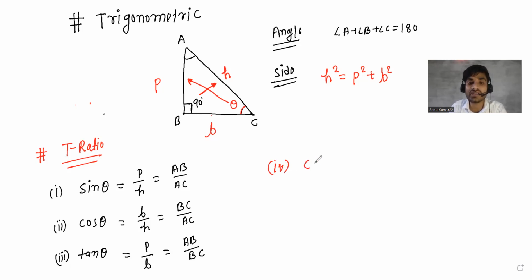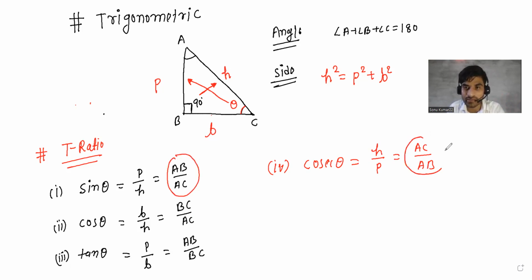Reciprocal of sine theta is cosec theta. Here P by H, we can write the reciprocal as H by P. Here hypotenuse is AC and perpendicular is AB. If you see carefully, AB by AC, now I'm writing AC by AB, just the reciprocal. Now talking about the fifth one, sec theta. Sec theta is the reciprocal of cos theta, which is B by H, so you can write H by B. Here hypotenuse is AC and base is BC. You can say the reciprocal of BC by AC is AC by BC.